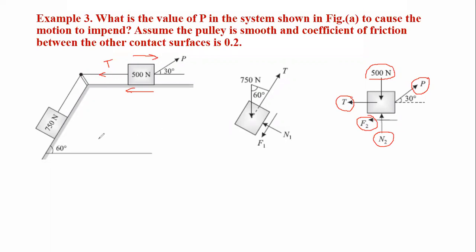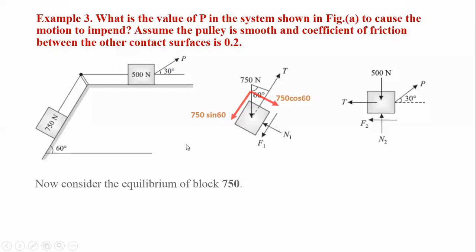Normal reactions are always perpendicular to the plane. Here it is perpendicular to this plane, and here it is perpendicular to this plane. These are the normal reactions, and these are the free body diagrams of the individual blocks. Now let us start.